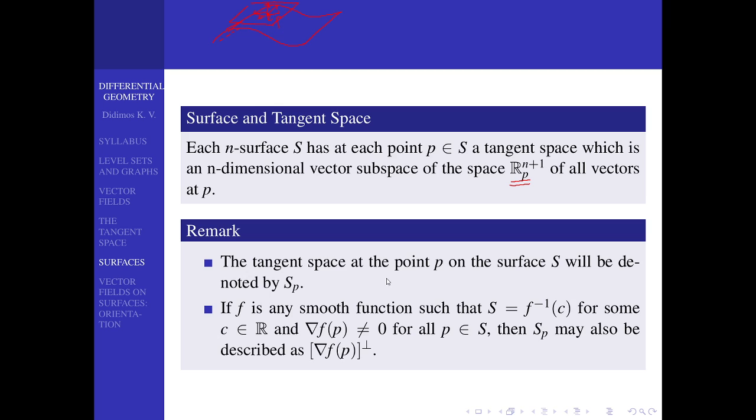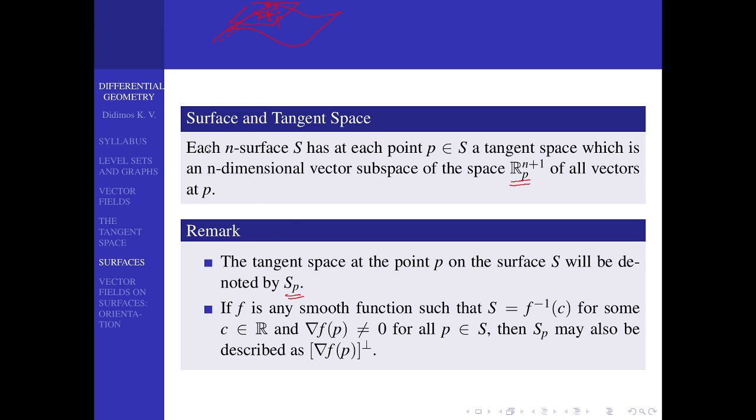The tangent space at the point P on the surface S will be denoted by S_P. This is the symbol for the tangent space of a surface. This denotes the set of all tangent vectors at P on S. If f is any smooth function such that S equals f inverse of C for some C belonging to R and del f(p) not equal to 0 for all p belonging to S, then S_P may also be described as del f(p) perpendicular. Okay, we have already discussed this result in the case of level sets. So the same result holds for this tangent space at P where del f(p) is not equal to 0.